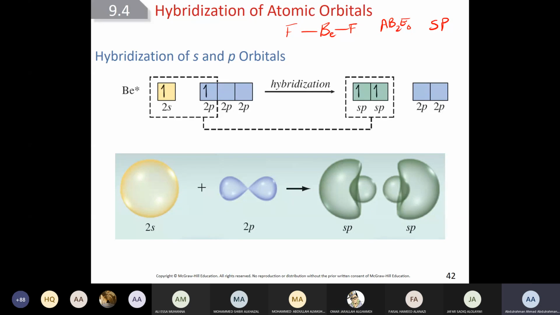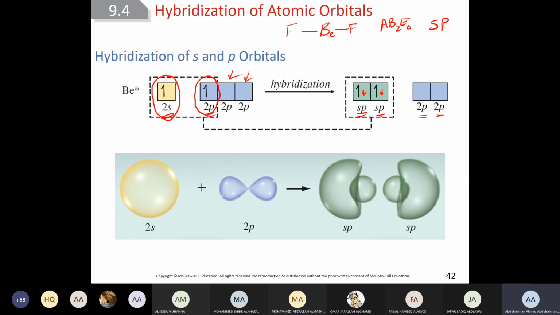Look here, what happened? This is the S orbital, and this is the 2P. One orbital of the S will mix with one P orbital, and we're going to make 2 new orbitals. Each one is called SP. And the other ones will be empty. See, this one and this one are still 2P and 2P, and they are empty. Then the electron from the other atom will come and mix here and here to make the bond.